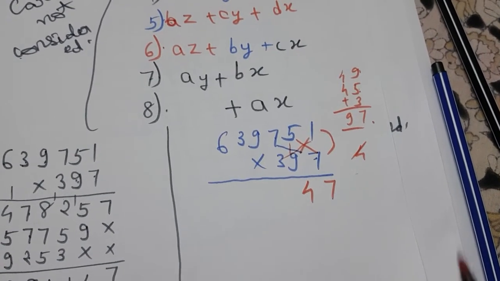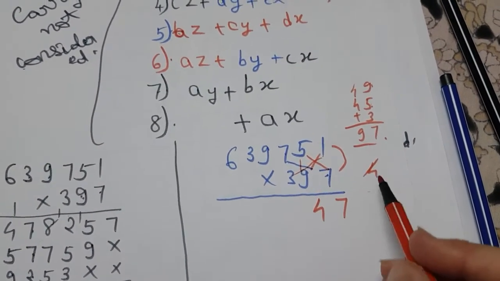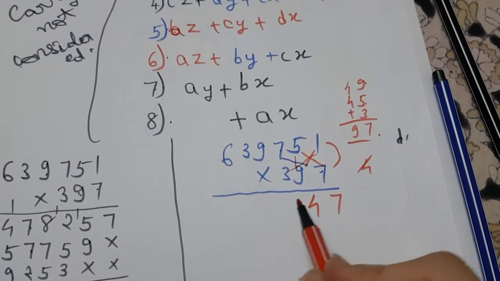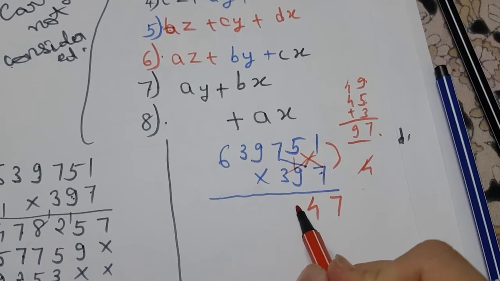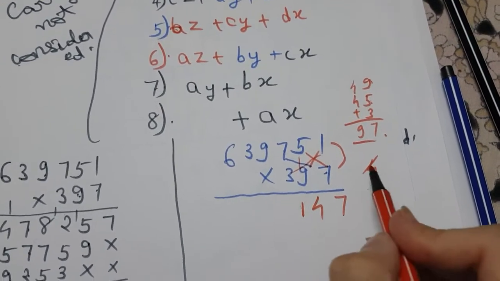97, and here the 4 is actually carry, 4 is carry on. So you just add plus 4, so it will give you the answer 101. Here you write 1, and 11 will be carry on.